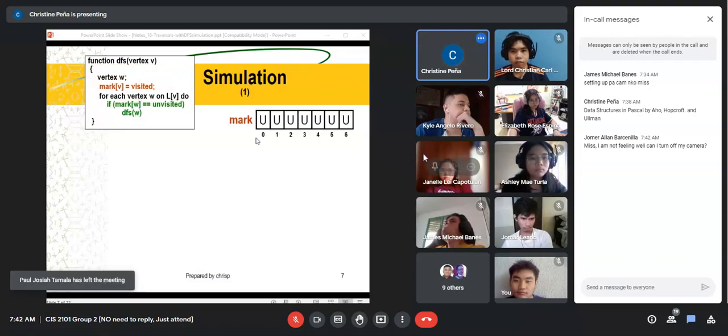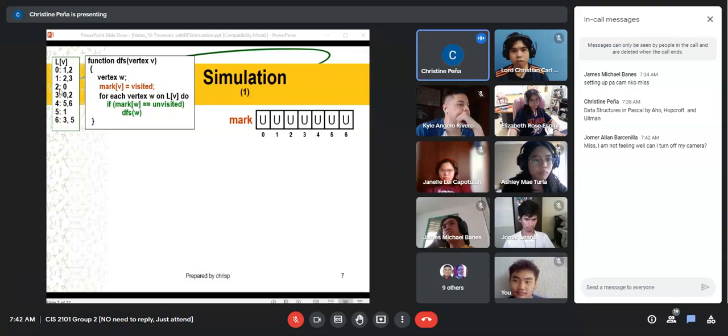And then this is the adjacent. This is my shortcut for the adjacency list. So adjacent vertices for 0 are 1 and 2, for 1 are 2 and 3. I brought it so that they fit in the whole slide.